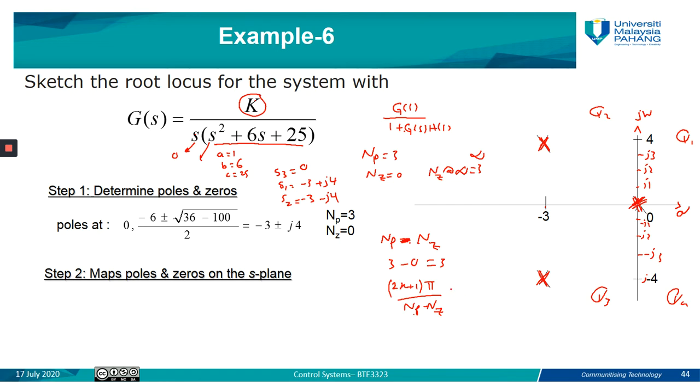After we find the angle of the asymptotes, we need to find the centroid point. The centroid point, which is sigma here, equals the summation of the real parts of the poles, minus the real parts of the zeros, over the number of poles minus the number of zeros. Okay, so we are going to see how to calculate the value of the centroid. Then from the centroid point, we are going to draw the asymptote lines, either like this one or that one, depending on the angle of these asymptote lines.